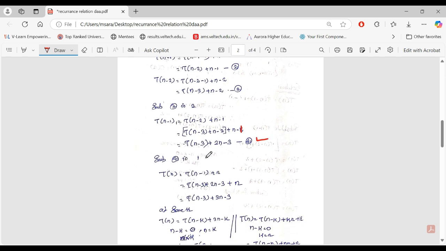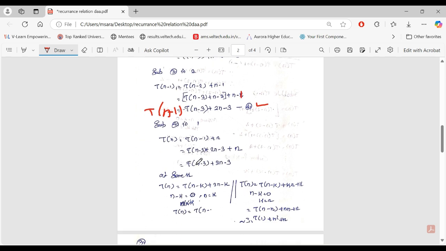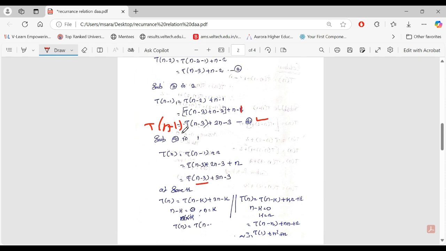Substituting the fourth equation into the first equation, T of n equals T of n minus 1 plus n. So T of n minus 1 is this equation; we replace it. T of n minus 3 plus 2n minus 3 plus n. So we got one extra n, so I have to add; from here 3 n's are there. So here we got T of n equals T of n minus 3 plus 3n minus 3.